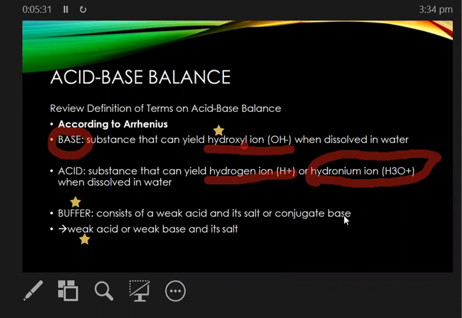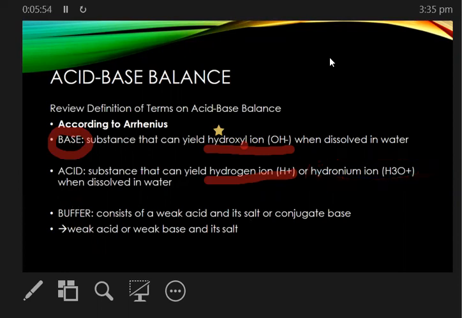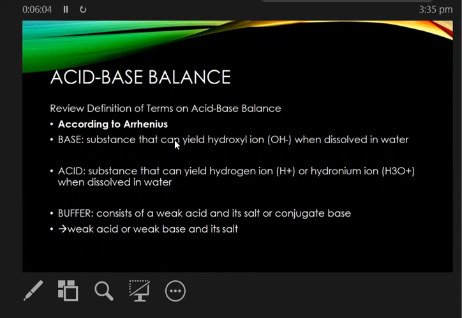Anyway, it's just a very short chapter or topic in your Henry's. So when it comes to the definition of buffer, do not forget the definition given in the 5th edition: weak acid or weak base and its salt. This was the recall question from 2021. As you can see, from the definition of terms alone in the introduction part, there were already two questions given in 2021: the definition of a base and the definition of a buffer.